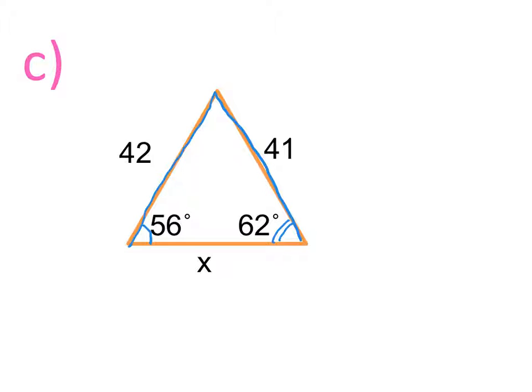Talk to me. What I looked at, I wanted to try to find the angle. I added 56 plus 62, and then I did 180 minus that, and I got 62. And so that equals 62. So now you know that the 41, that's the base, because the base angles are congruent.